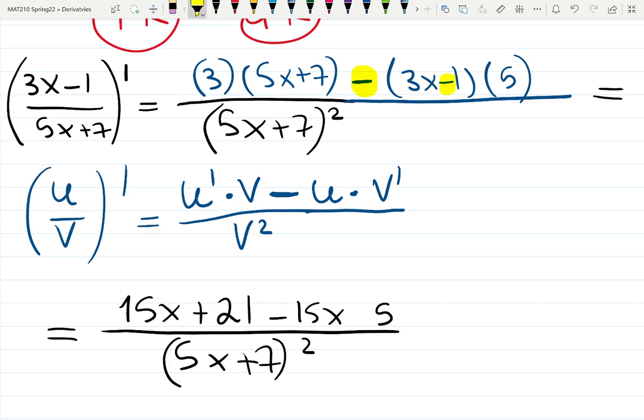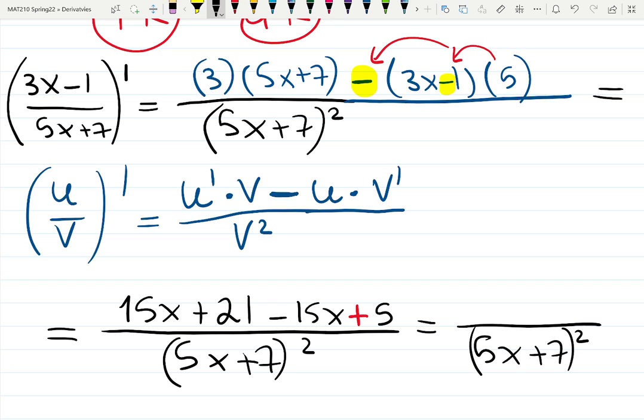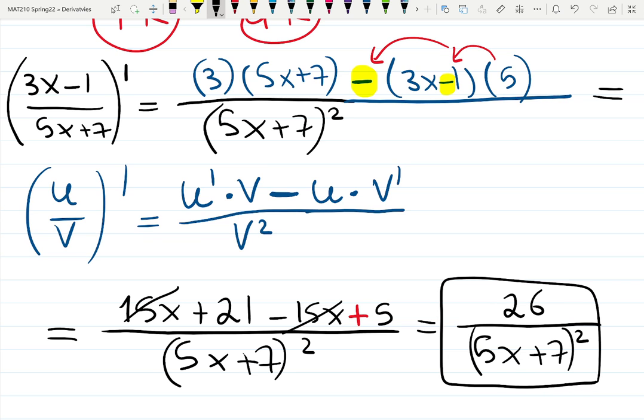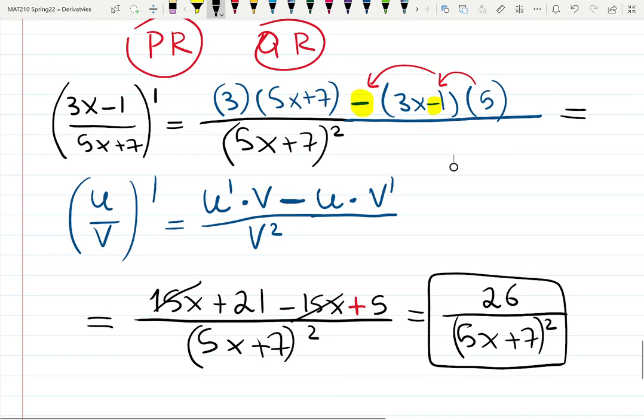Minus and minus gives you plus. Agree? So don't forget to distribute 5. It will be minus 5 and then times minus gives you plus 5. Collect the terms. 5x plus 7 squared. 15x minus 15x. 21 plus 5 is 26. And this is the final answer. Can you do that? Can you do it on the exam if the exam was today?